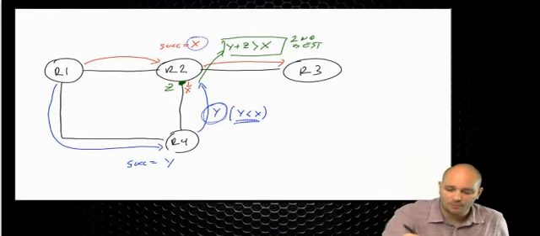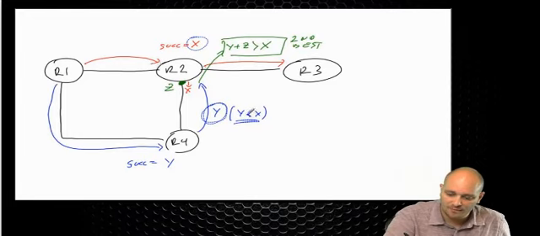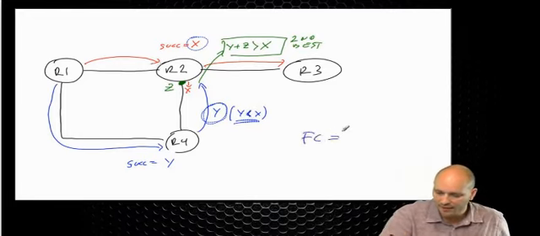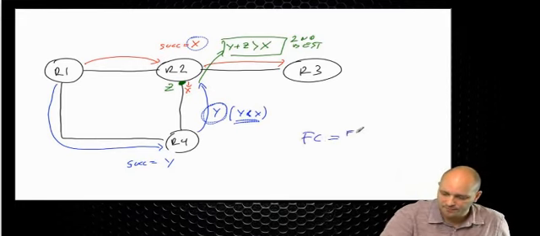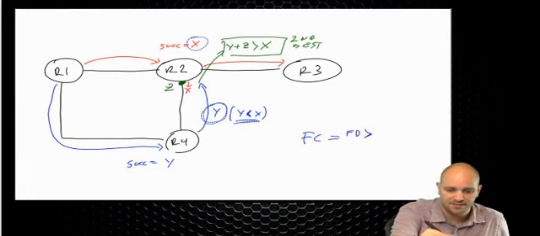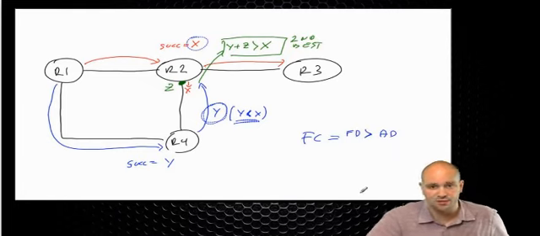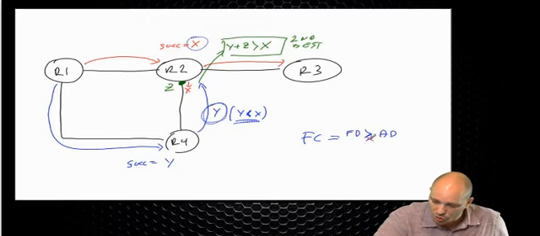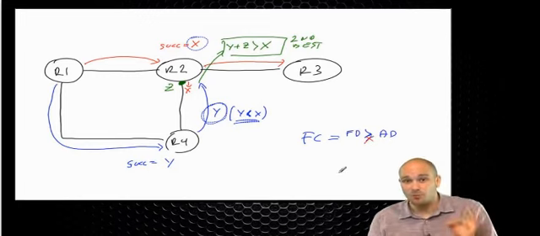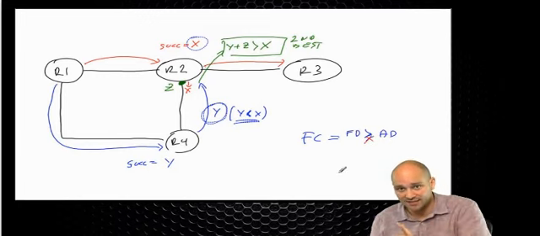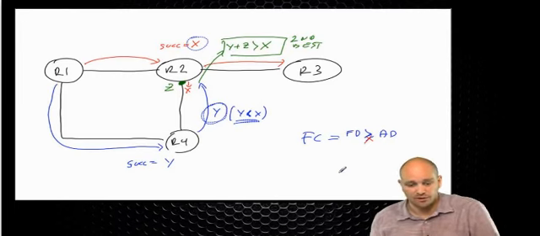This is why it's important to understand the feasibility condition. The feasible distance needs to be higher than the advertised distance of the route, not higher and equal. So not higher and equal. It actually needs to be higher than the advertised distance for a feasibility condition to succeed.